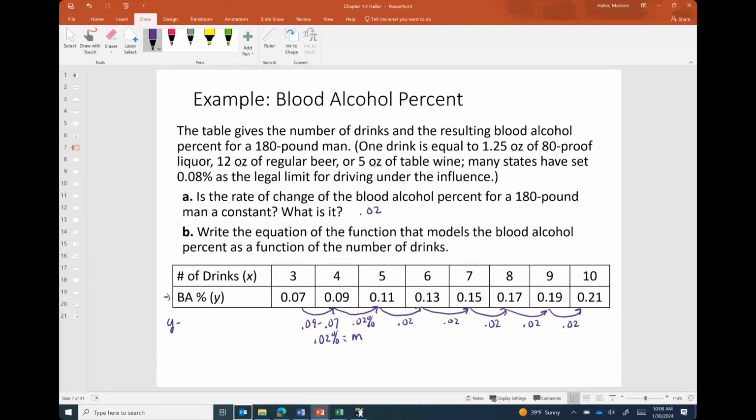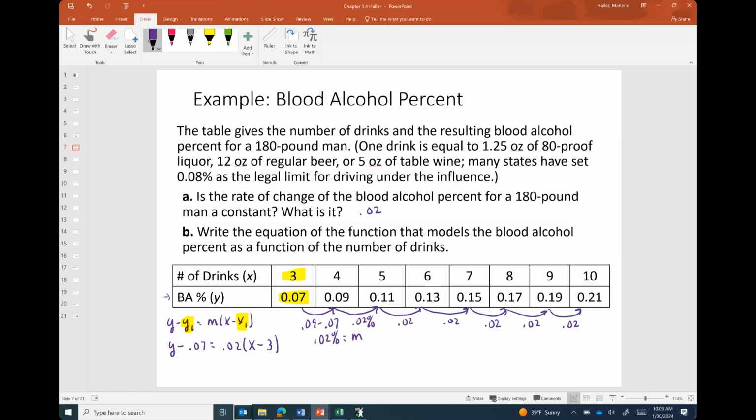So we'll use y minus y1 equals m times x minus x1, the point slope format for the equation of a line, plugging in the coordinates of a point with the slope. We'll just use this first point. We're going to plug the 0.07 in for the y1, and we'll plug the 3 in for the x1. We did just find our slope to be 0.02. So then we have y minus 0.07 is equal to 0.02 times x minus 3 drinks, so x minus 3. There's our point slope form.